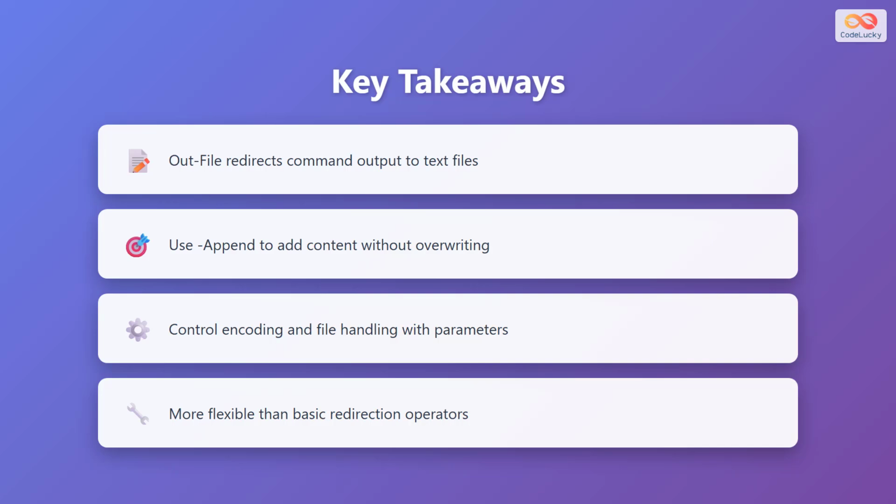Let's recap what you've learned about out-file. First, out-file redirects command output to text files, giving you a permanent record of your PowerShell results. Second, use the -append parameter to add content without overwriting existing files, which is essential for logging and accumulating data. Third, you can control encoding and file handling with various parameters, ensuring compatibility and preventing accidental overwrites. And finally, out-file is more flexible than basic redirection operators, offering fine-grained control when you need it. With these skills, you can now effectively capture and save PowerShell output for documentation, analysis, and automation workflows.